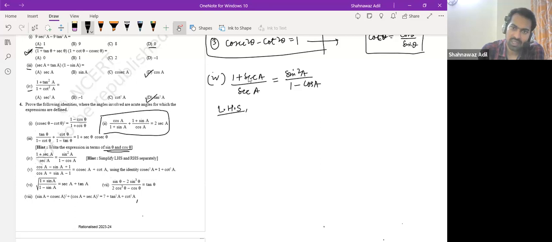Whenever we have these kinds of equations, we have to separate it: a plus b by c is a by c plus b by c. So if I write 1 by sec A and then sec A by sec A, this is 1. So we have 1 by sec A, which is what?